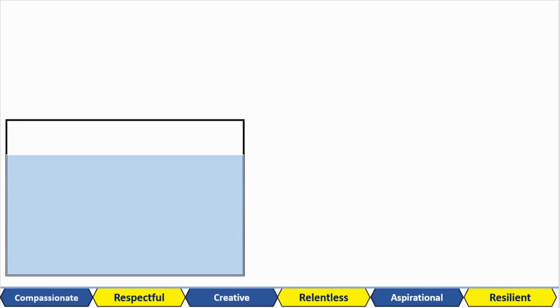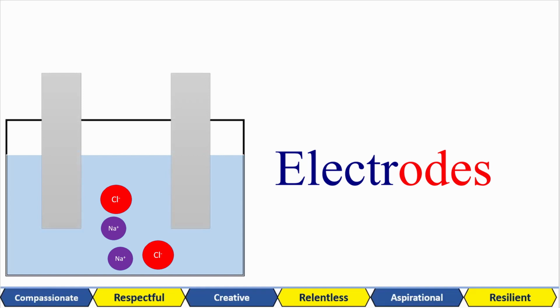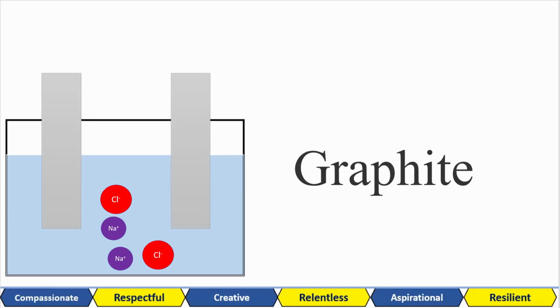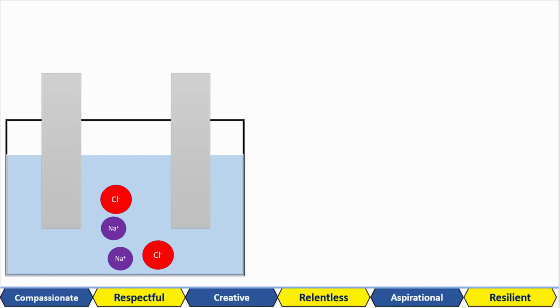Alright. We have an ionic compound that has ions that are free to move around, and we add electrodes to this liquid, and these are usually made from graphite. More on that in a second, okay? The charge on each electrode depends on how the electrode is connected to your battery or power pack. The one connected to the positive end is positive, obviously, and the one connected to the negative end is negative.